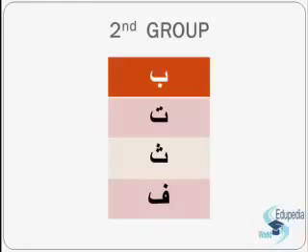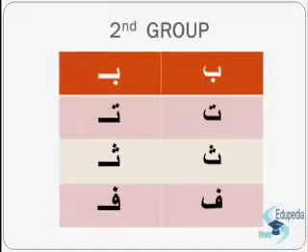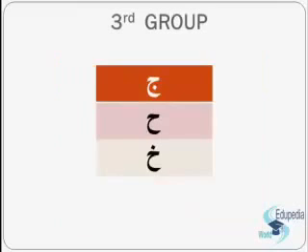So let's see these letters in a cursive writing. This is B, T, Th, Fa in a cursive writing. They are ready to join any other letter from the left side. These are the letters in the beginning of the word and in the middle of it. And one more thing, the shape of the letters at the end of the word is like this: Ba, Ta, Tha, and Fa. This is the second group. Let's see the third group.